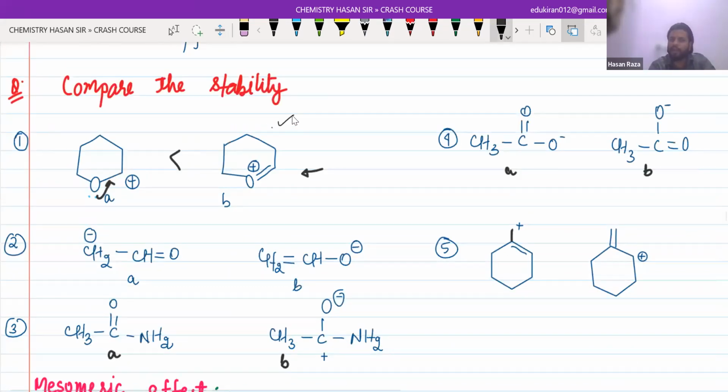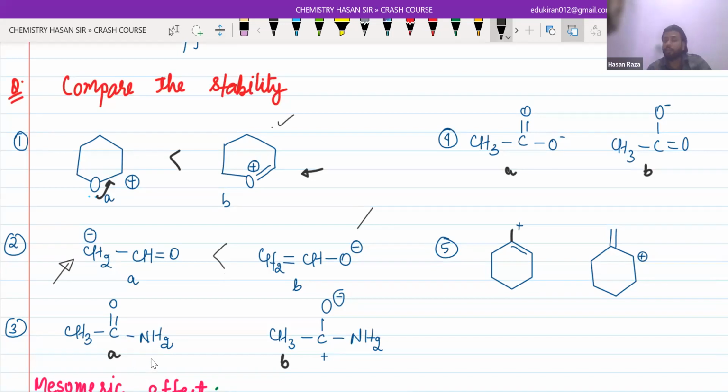That's why B is more stable. If you are going for this, you can see pi bond is equal. So you need to see carbon has negative charge and oxygen has negative charge. Oxygen is more electronegative than carbon. That's why negative on oxygen is more stable.